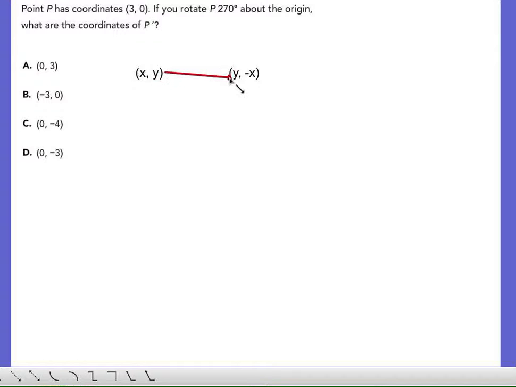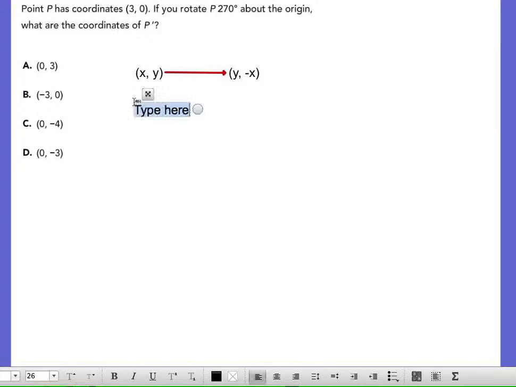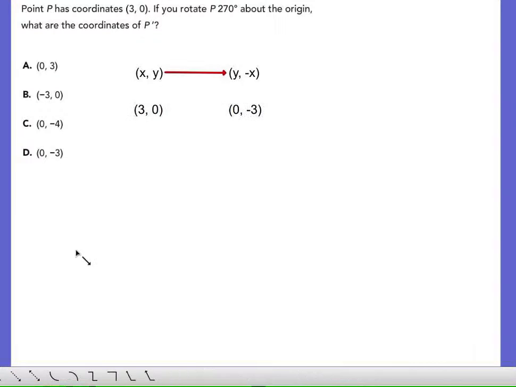So if our point is at 3, 0, that means they will switch places, and our x that was positive would become negative. So our new point is at 0, -3. So the correct answer is D.